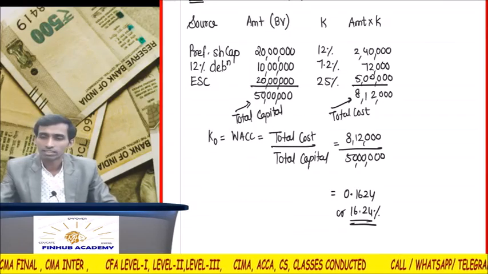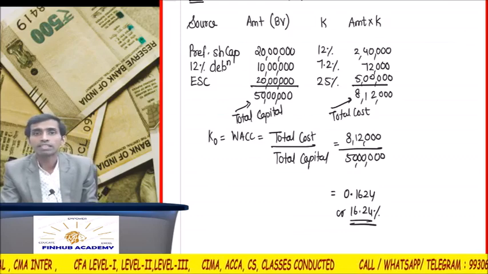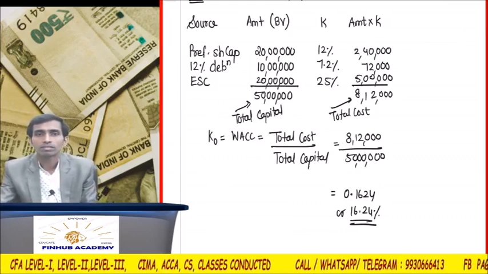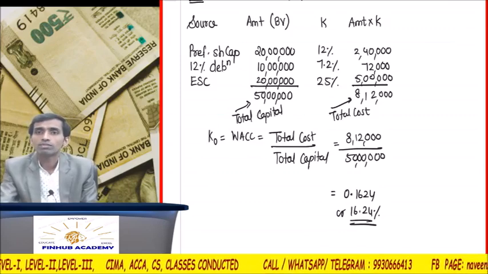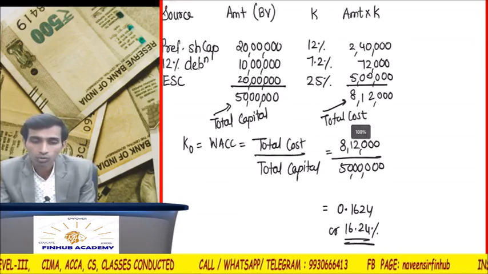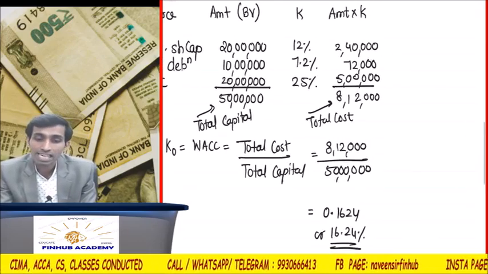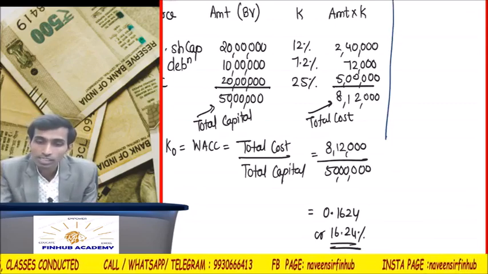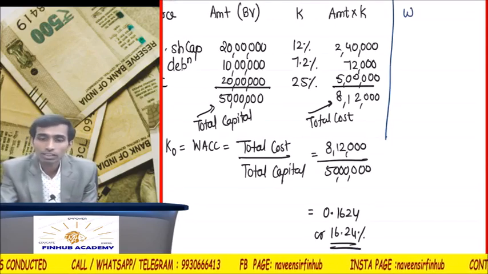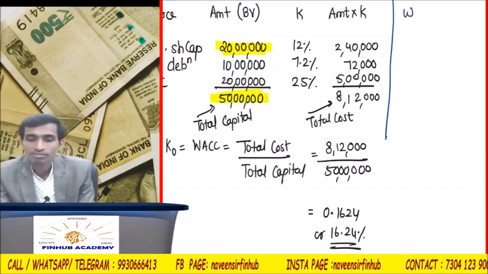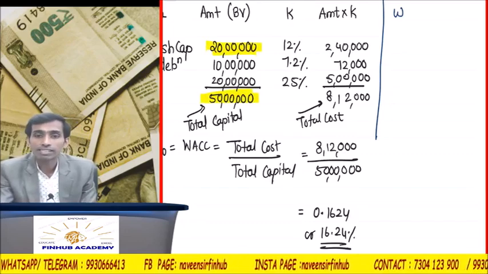Is it completed? Can we proceed? Yes. If you have done, listen. Alternatively, this can be calculated how? Now here what happens? Please understand. Alternatively, I can calculate the weight. How will I calculate the weight? This 20 lakhs divided by total, 20 divided by 50, is how much?